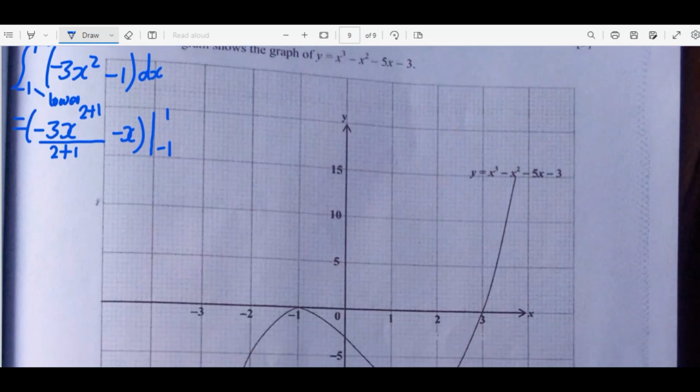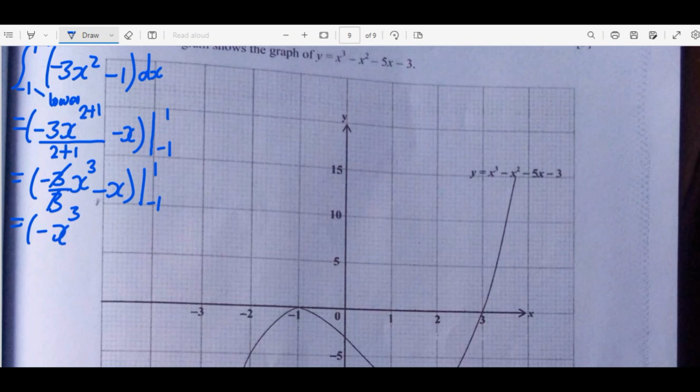Then from there, we can just simplify the inside part. So this is -3 over 3 times x raised to the power 3 minus x, evaluating from -1 to 1. Then we can cancel this. So the final integrated function is -x cubed minus x, then integrating from -1 to +1. Now we are done integrating, and under a definite integral we don't need to add the constant of integration since we have been given the intervals.